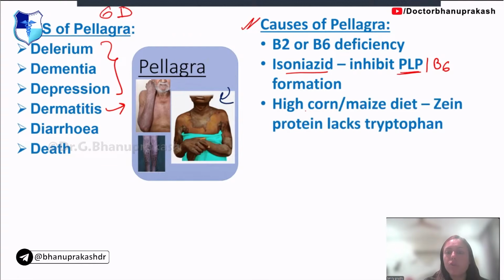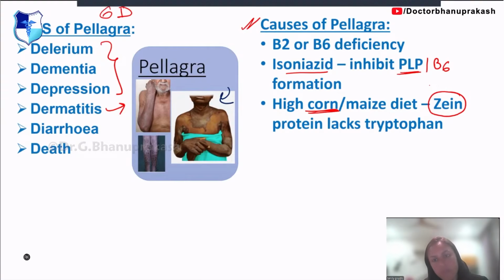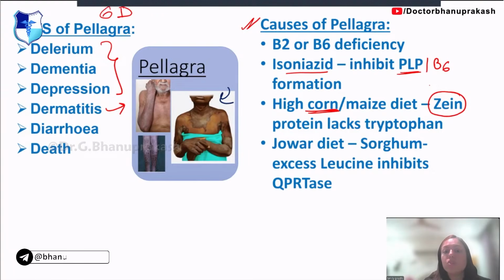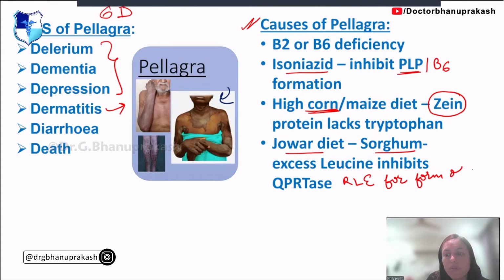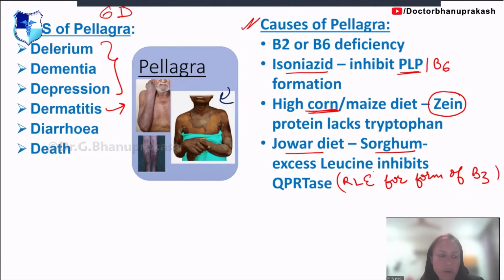Then high corn or maize diet as a staple diet. Because this corn has a protein zein, and zein protein lacks tryptophan. So tryptophan deficiency will also lead to this niacin deficiency. Then jowar diet or sorghum, it has excess of leucine, which inhibits QPRTase. It is a rate limiting enzyme for formation of B3 from tryptophan. Rate limiting enzyme is QPRTase.